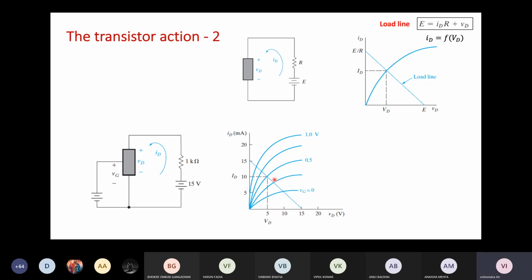Yeah, so you are right. It is around 5 volts because when the gate voltage is 0 volts, this is the point of intersection and the VD corresponding to this point is around 10 volts. Okay, very close to the 10 volts. And if the gate voltage is 0.5 volts, the point of intersection is this, and here the VD is around 5 volts. So a 0.5 volts change in the gate voltage is producing a change of around 5 volts in the drain voltage, or in the VD. Do you see this?